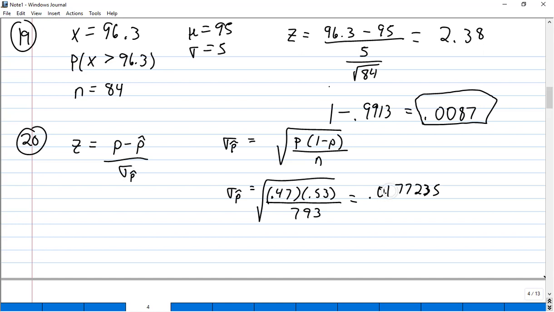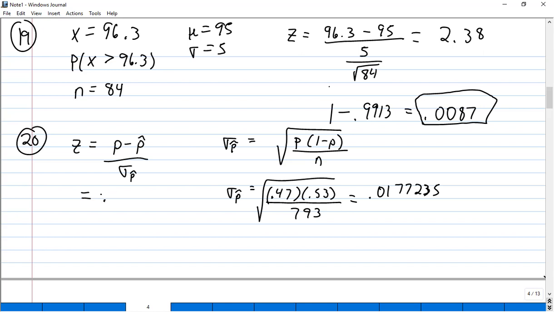I carried it out kind of far because I'm going to use it in a different formula. So if I only rounded this to one or two places, I would get a big margin of error when I plug it in. So if you've ever wondered why I carry stuff out so far, it's because I'm going to use it somewhere else most of the time, and I don't want to create a large margin of error when I plug it in.